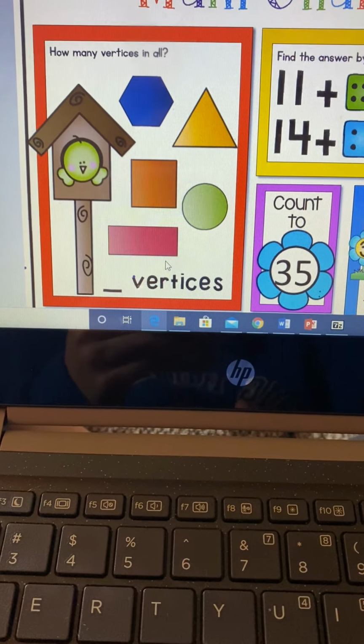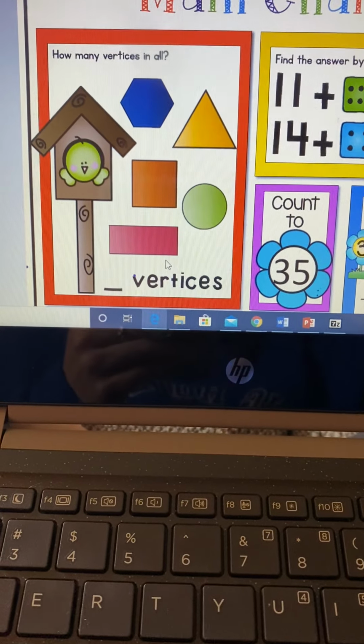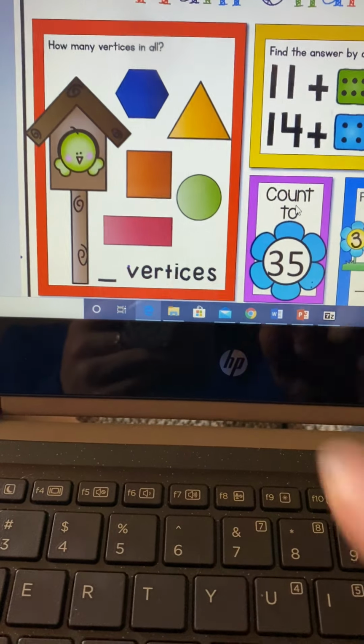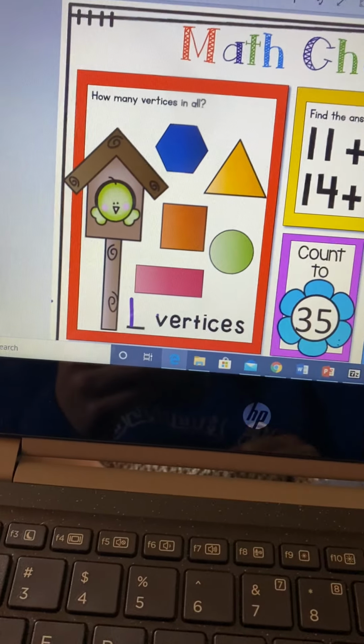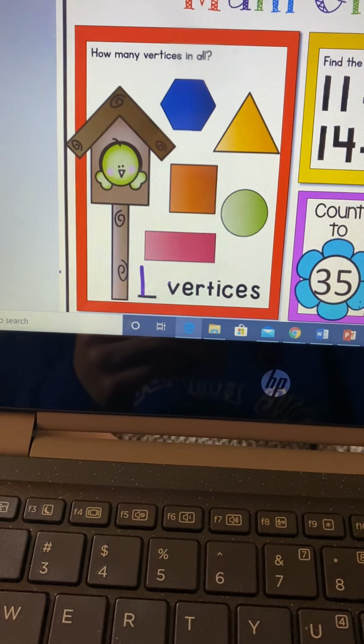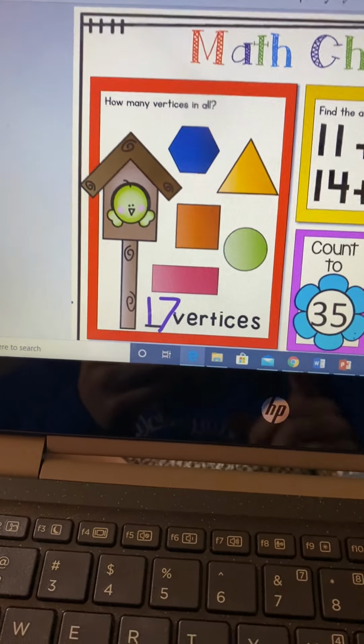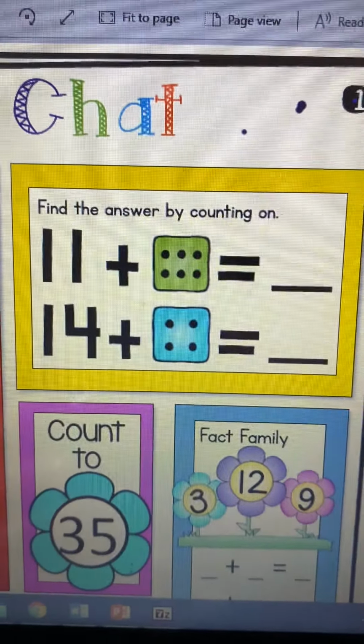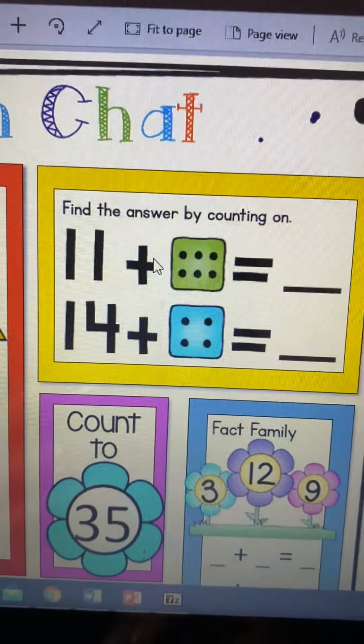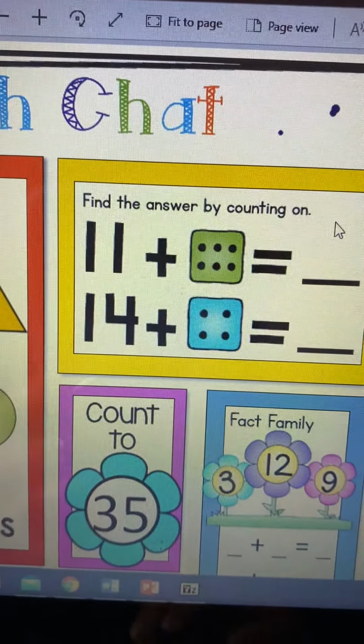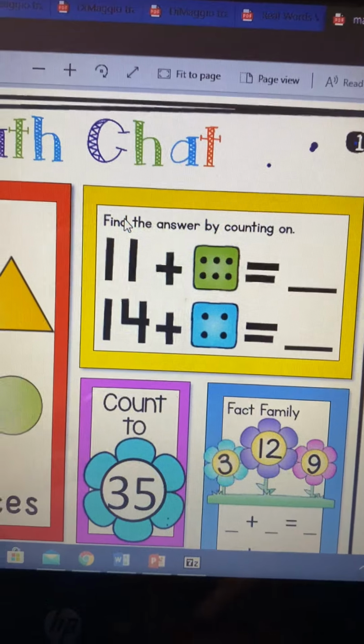So in 17, it is a teen number, so I need what number to come first? I need a 1. And if the number is 17, what would be my second number? Good job, 7. So 17 vertices in all. Great job. Let's move over to this part, and it says find the answer by counting on. So we are going to do the same thing that we just did with the vertices, how we counted on after we moved to a new shape. So we need to put 11 in our head, and I want you to tell me what comes after 11.